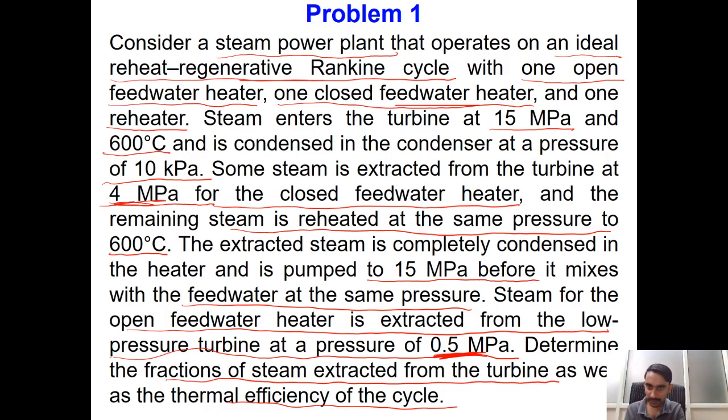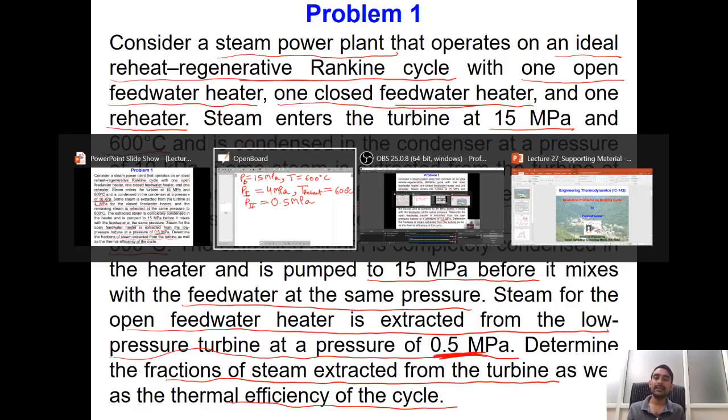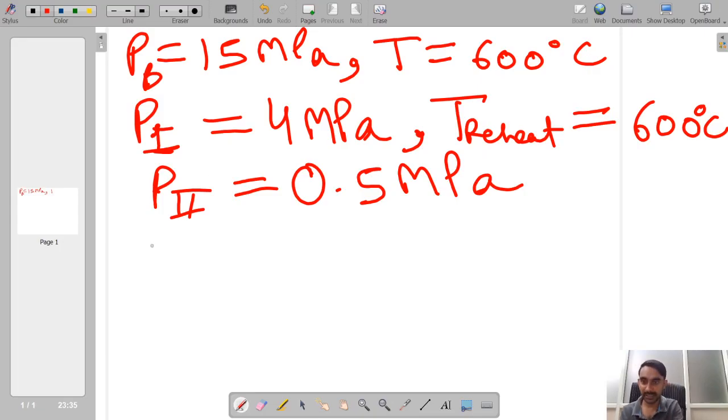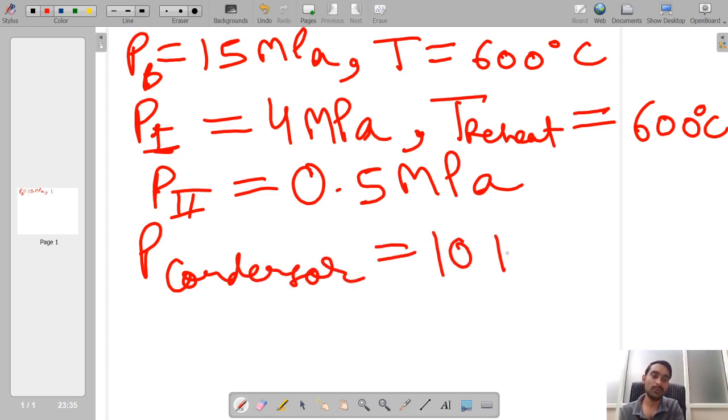Let me see. So steam for the open feed water heater is extracted from the low pressure turbine at a pressure of 0.5 megapascal. And what we have to do, okay, so condenser pressure is already mentioned over here in this statement. So the condenser pressure is nothing but equal to that of 10 kilopascals. So let me write down over here condenser pressure as nothing but equal to 10 kilopascals.